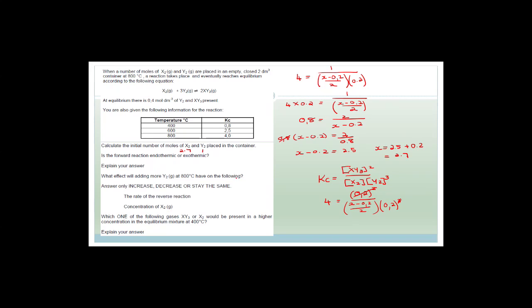Next, they've asked us, and I'm going to erase all this writing because we don't need it. Is the forward reaction exothermic or endothermic? If you look at this, you can see the Kc increases as the temperature goes up. Remember the Kc is always the concentration of the products over the concentration of the reactants. So if the Kc is increasing as the temperature goes up, that means that the number of products is increasing as the temperature goes up. Therefore, I would say that delta H is greater than 0, and the forward reaction is endothermic. And I've just explained my answer.